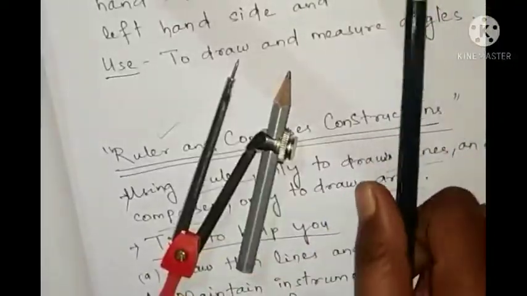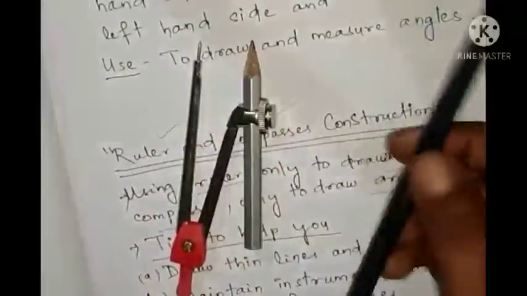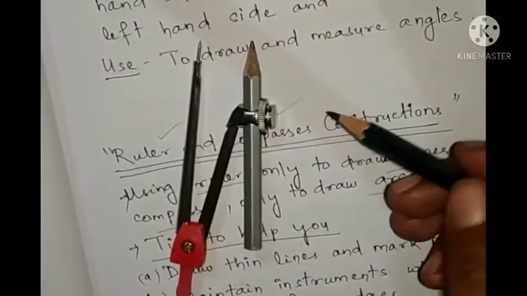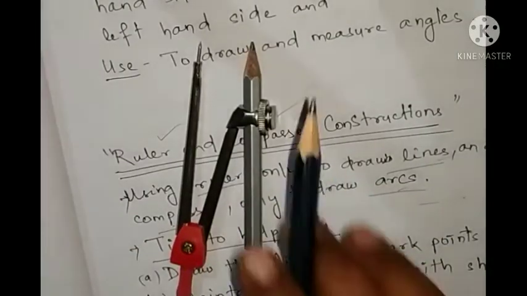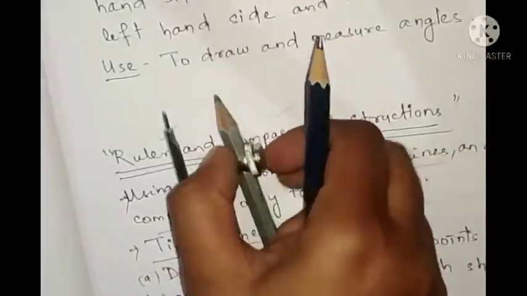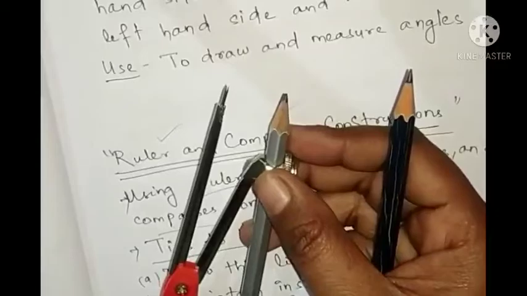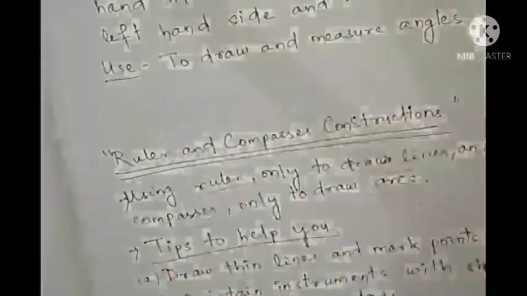So here you look, I am using one pencil here in the compass and one I am using to draw lines or curves or mark points. Okay, so always use two pencils and always sharpen them. Look, sharpen them properly for making lines or drawing construction.